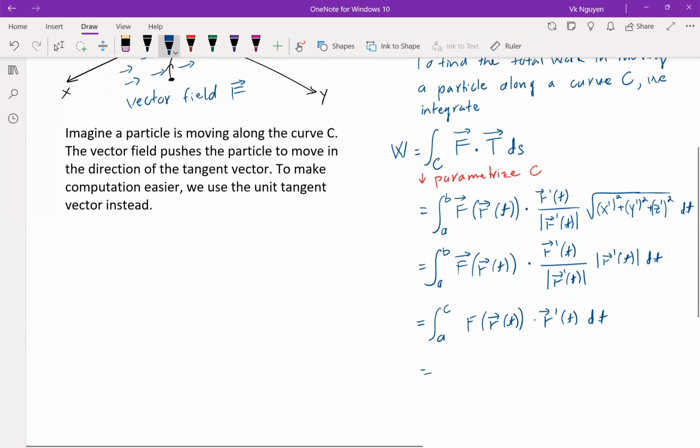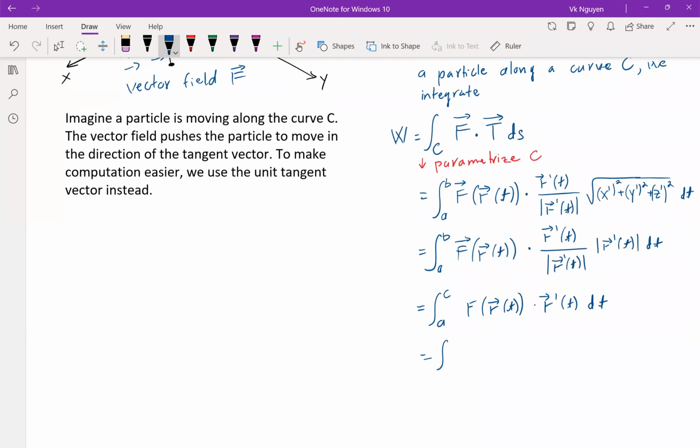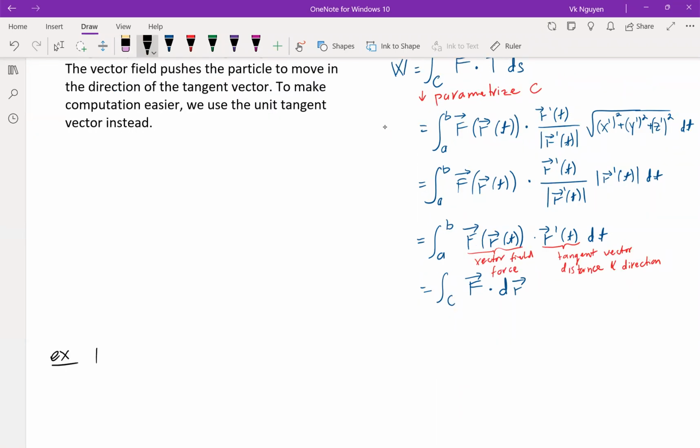A nicer notation is the line integral of F dot dr. Oh yeah, A to B. Oh, how the heck did I write A to C? Now, sometimes it is force, sometimes it's a vector, it's the same thing too.